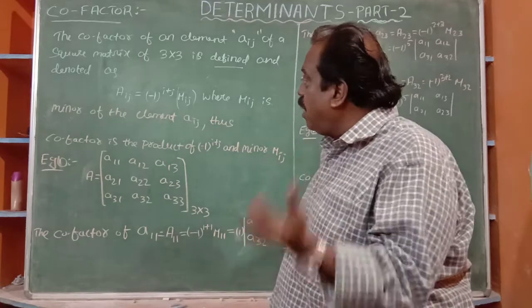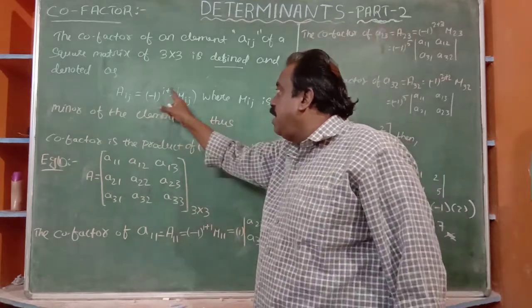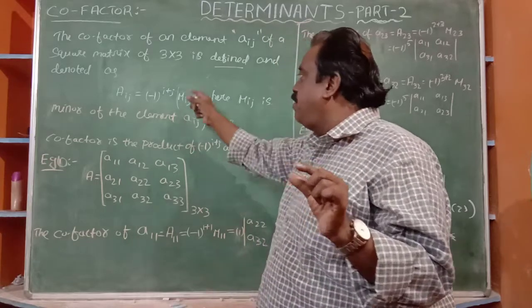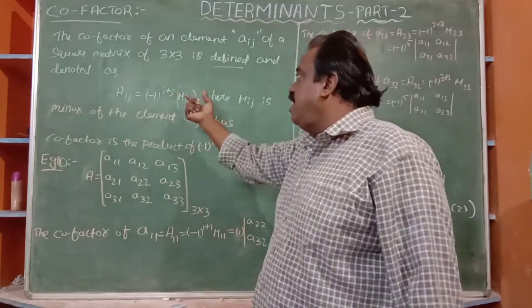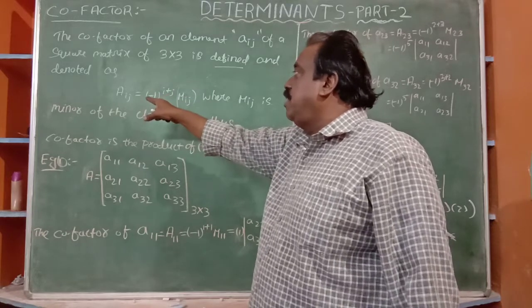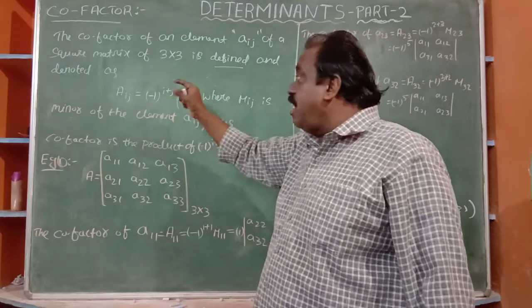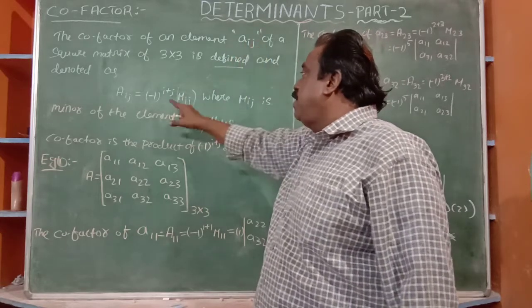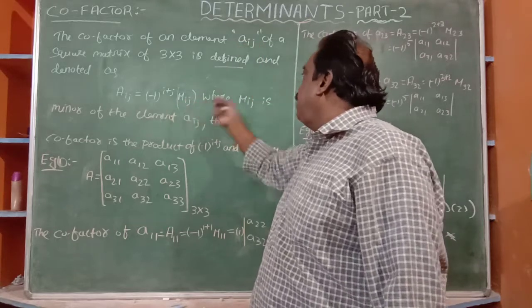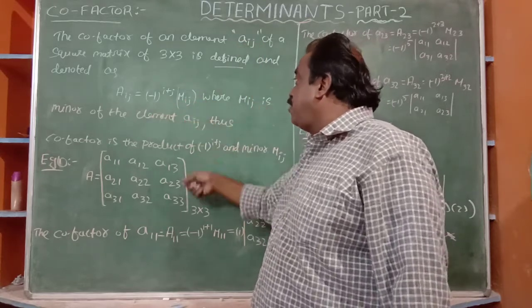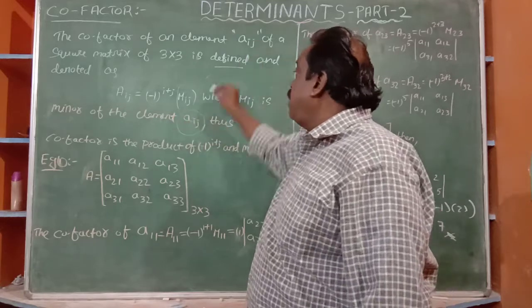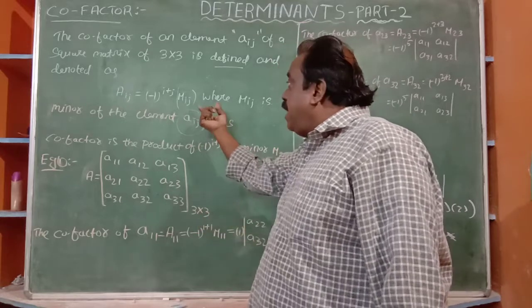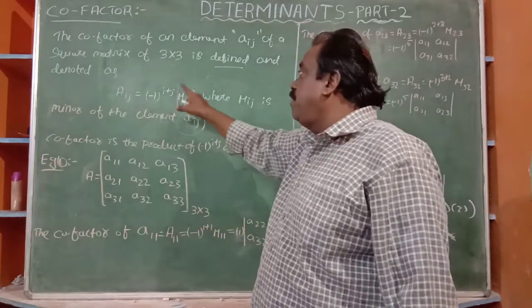So this is a product. Minus 1 power i plus j. Every time you write minus 1 power i plus j, i is the row and j is the column. For which element? Aij. That means we are finding the cofactor of small aij. Mij is a minor of the same element. For the same element aij, we have to find the minor first, and that minor is multiplied by the minus 1 power i plus j.